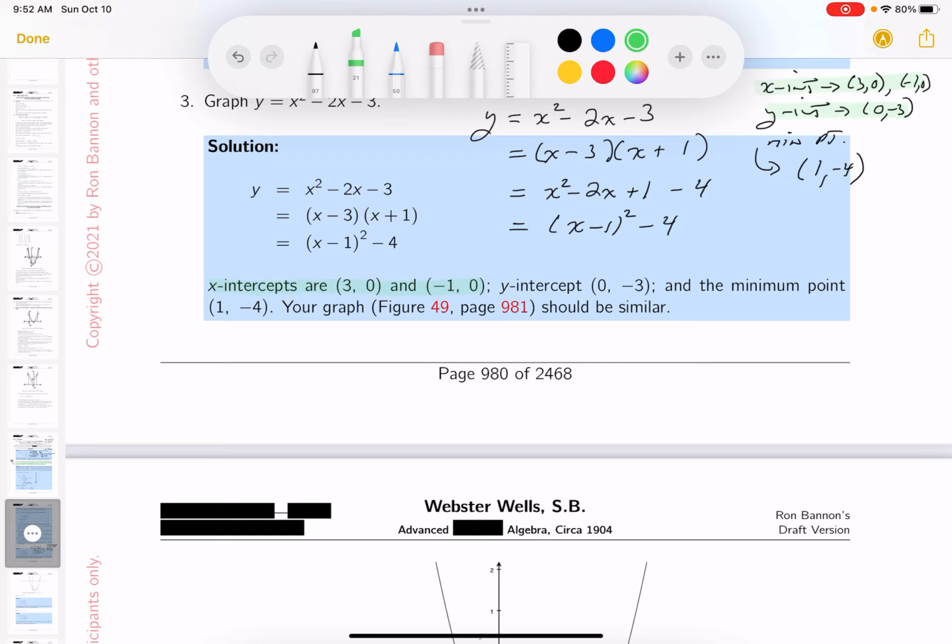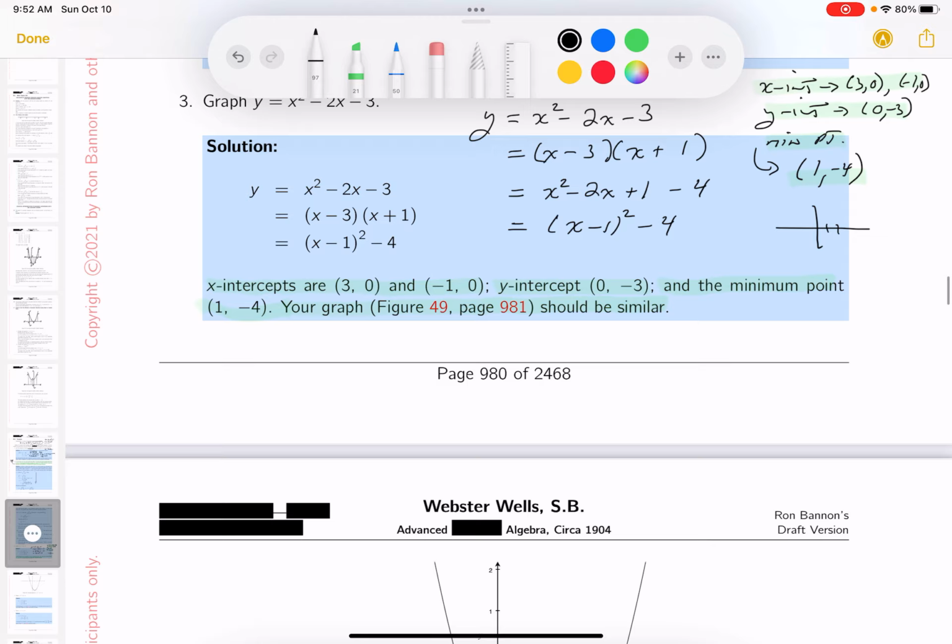I'm just outlining what I have over here. It says your graph should look similar to mine. Well, I'm going to put my graph down. It's probably not going to look good, but I'll put a graph down. Let's see, 3, 0. That's a dot. Minus 1, 0. That's a dot. I've got to go 3 down now. And then I get a point 1, minus 4 right over here.